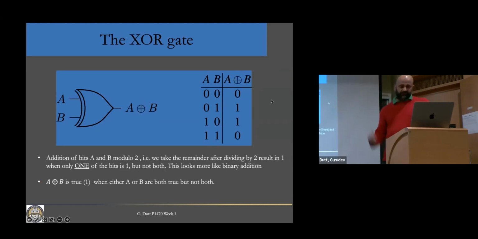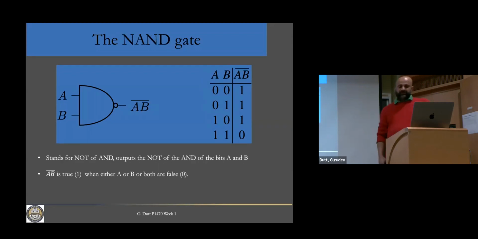So that was the XOR gate. We already discussed the arithmetic and why it's modulo 2 addition. And now the logical statement is that it is true or high when either A or B is true, but not both. That is, we can't have both of them being true, which is obvious from that truth table.